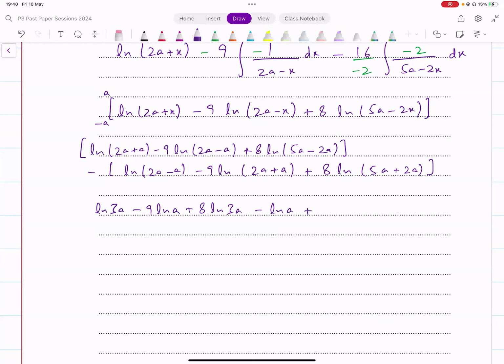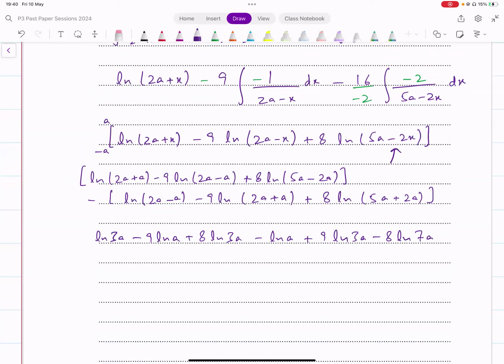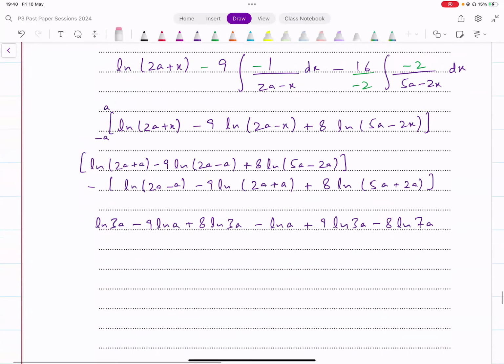Minus into minus, that becomes plus 9 ln of 3a. And then minus into plus 8, that's minus 8 ln of 7a. Okay, let's confirm this. This was 5a minus 2x. That gives us minus 2 into minus a. Yeah, that's okay. ln of 7a. This is what we're getting.